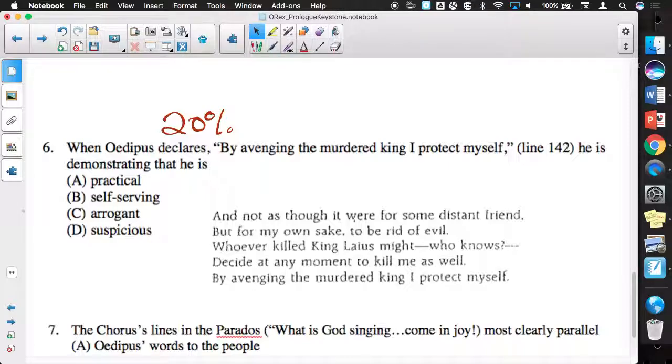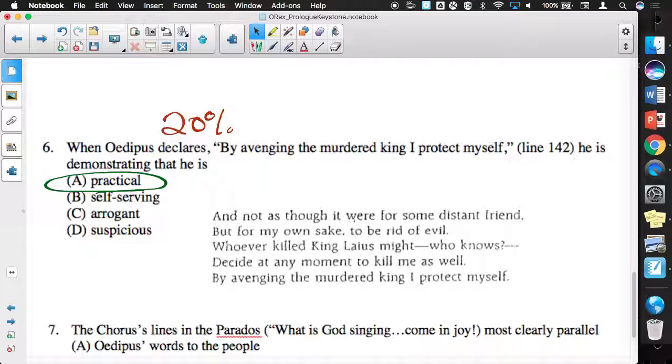What's a happy byproduct? Medicine. If I get rid of the murderer who killed the first king, I could then be getting rid of a murderer who could possibly be going after me. So by avenging it, he is demonstrating that he is killing 2 birds with 1 stone, which would be practical. If the main reason for wanting to avenge the murder was, I need to kill this person so that I don't get killed, that would be the self-serving aspect to it. But the fact that you're taking care of both is where the practical part comes in.